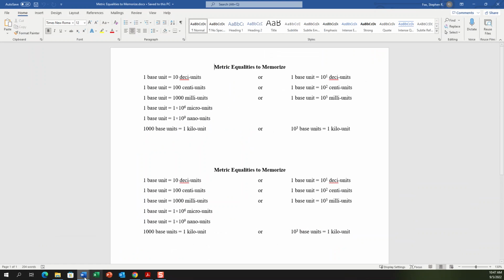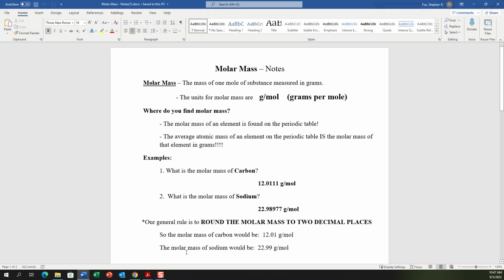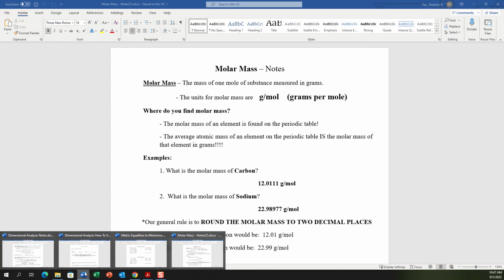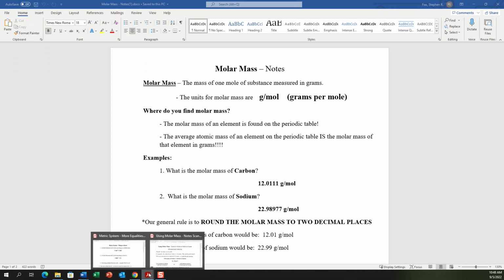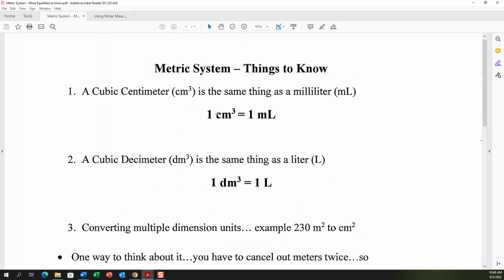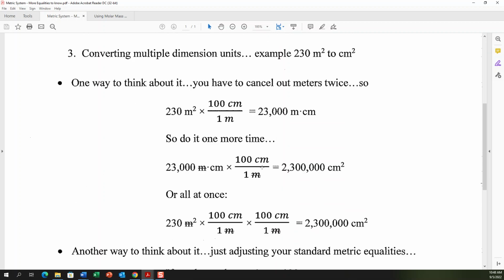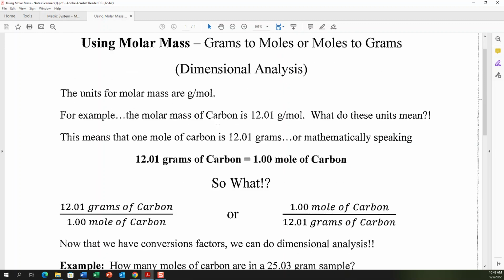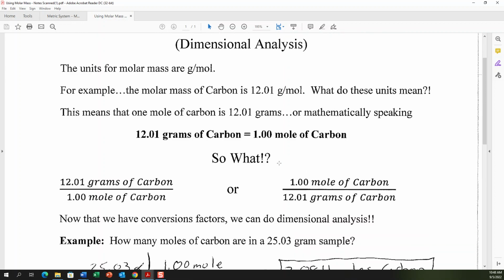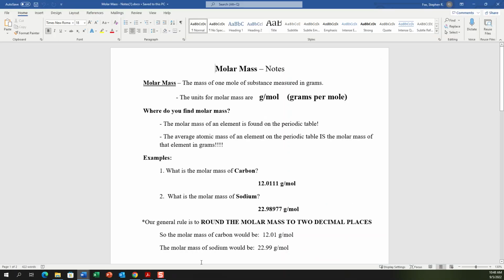So this handout that you got, I think it's this one. Knowing that a centimeter is the same thing as a milliliter, knowing that equality might help you out with dimensional analysis, and knowing this stuff too. So you might want to read that handout. The other thing is using molar mass. This shows you how to use molar mass in dimensional analysis. And then just what molar mass is, how you find it, using your periodic table to get there.